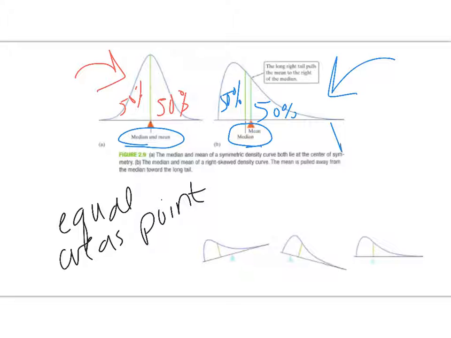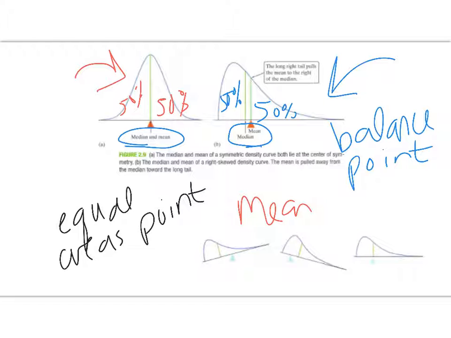Remember, our mean is our balance point. And so that's not always an equal area point if I have a long tail. If I have a long tail, I need to scoot a little bit closer to the tail to be able to balance the curve. And so my mean is my balance point, and my median is my equal areas point. You can see the mean illustrated down here at the bottom.